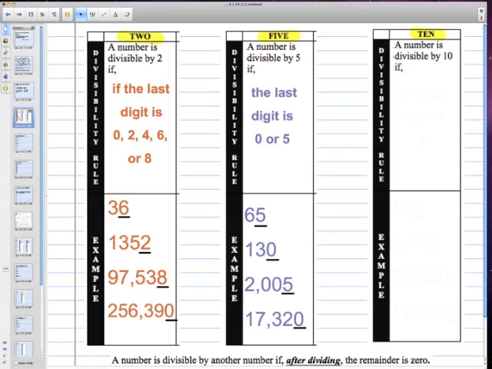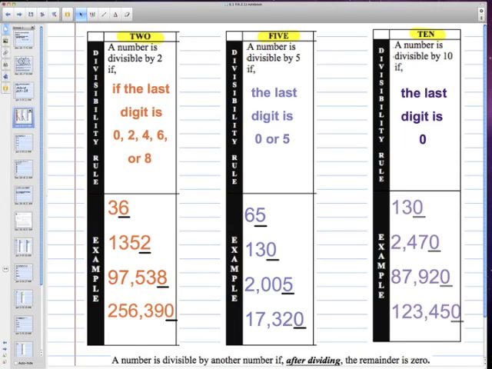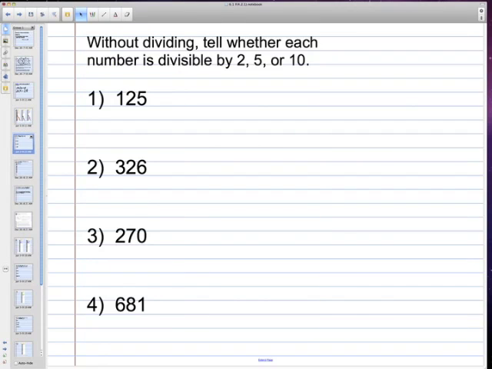A number is divisible by 10 if the last digit is 0. Some examples for numbers divisible by 10 would be what's popping up down below. Again, you can copy those into your math notebook, or you may create your own. In your math notebook, I'd like you to tell whether or not each number is divisible by 2, 5, or 10. When you're ready to check your work, press play.